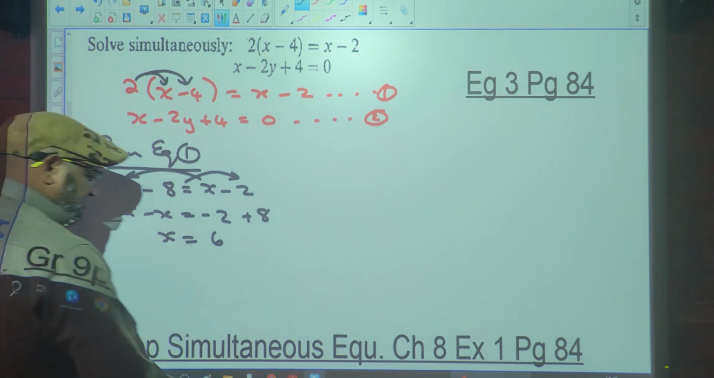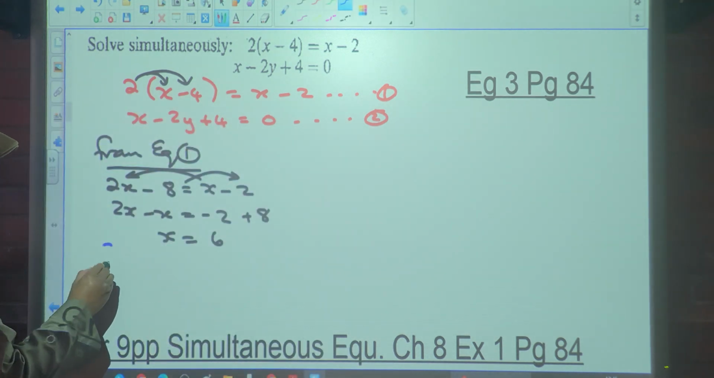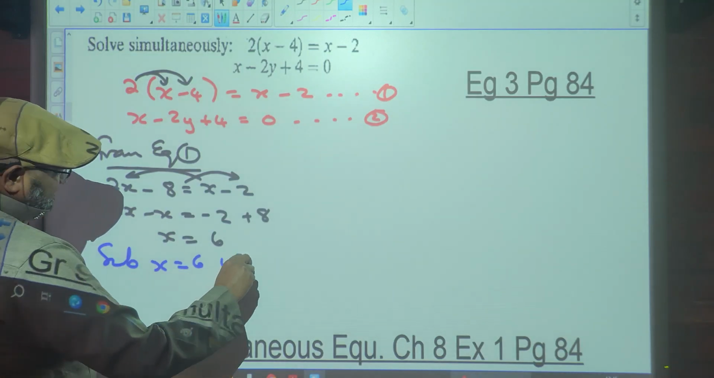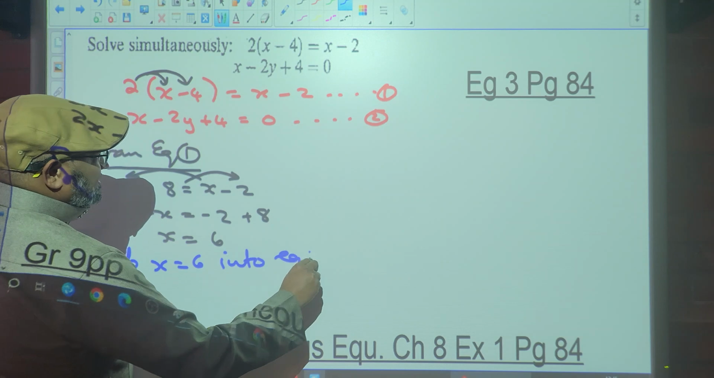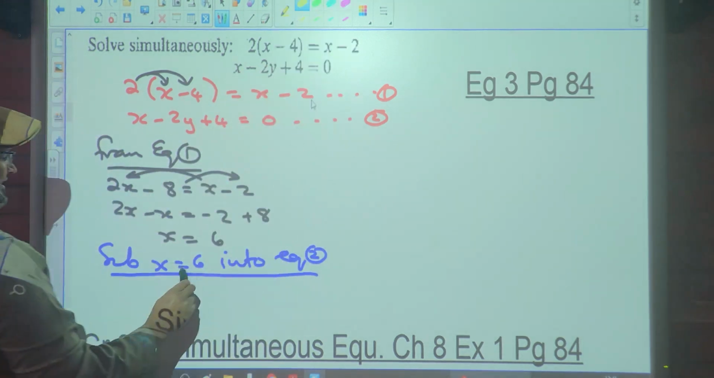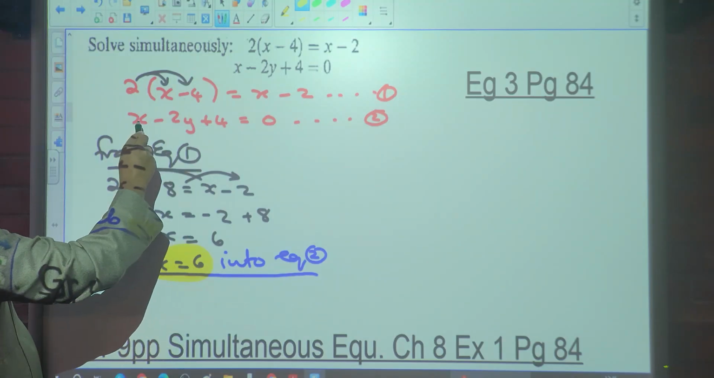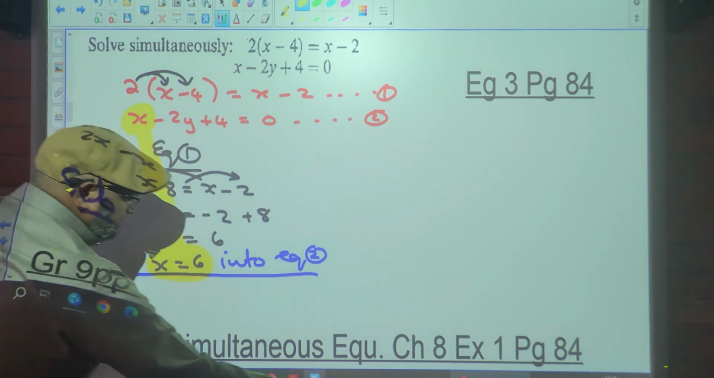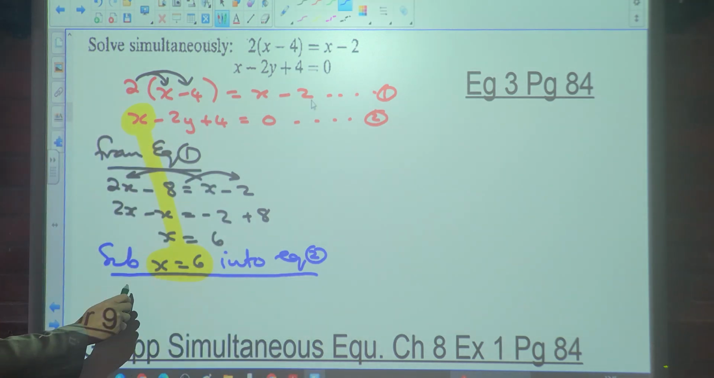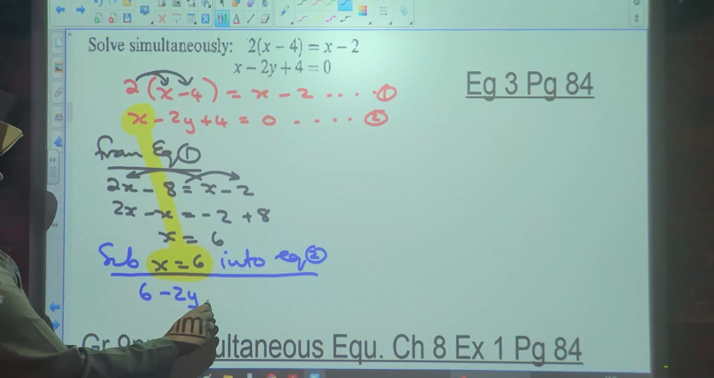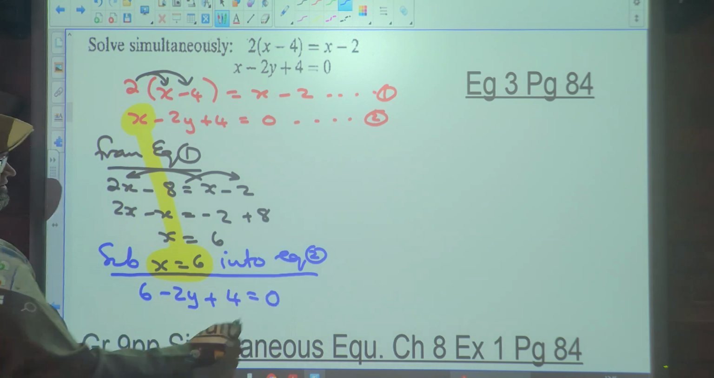So what do I do now? You'll substitute x is equal to 6 into equation 2. So wherever I see an x, I replace it with 6. You see that, people? Now what? 6 minus 2y plus 4 is equal to 0.